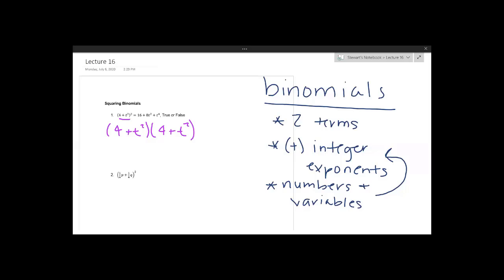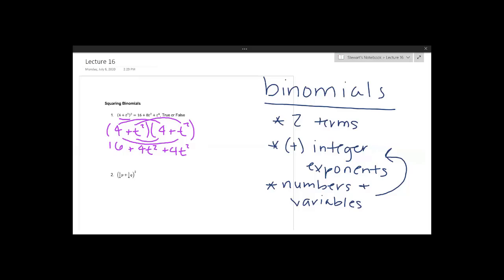And then we apply the FOIL method: first, outer, inner, last. So the first is going to be the 4s. It's going to be 4 times 4. So we're going to have 16. And then the outer is going to be 4 times t squared. So we're going to have plus 4t squared. The inner is t squared times 4. So again, we're going to have plus 4t squared. And then the last is t squared times t squared.